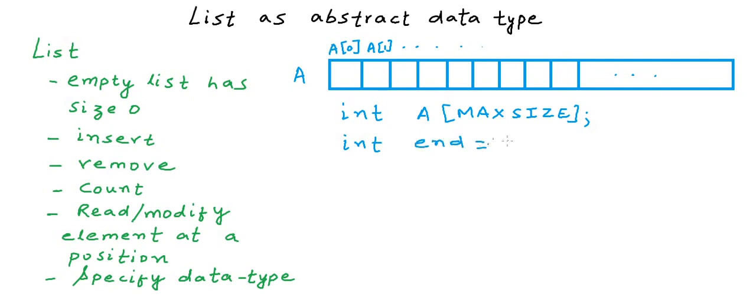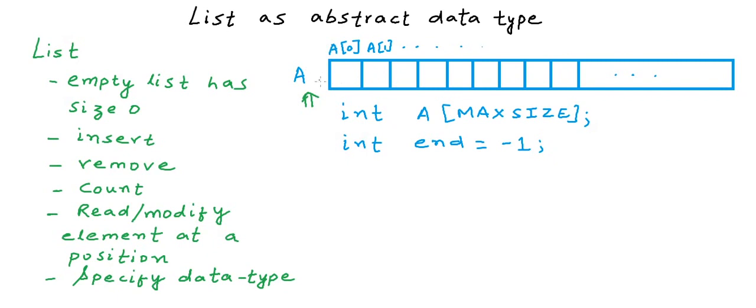So if the list is empty, we can set this variable to -1, because the lowest index possible is 0. So if end is -1, the list is empty. At any time, a part of the array will store the list. Initially, when the list is empty, this pointer end is pointing to index -1, which is not valid, which does not exist.